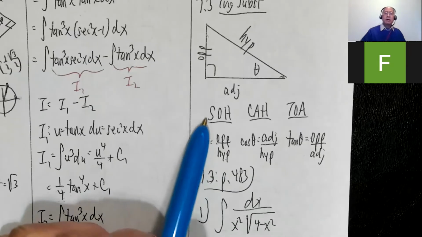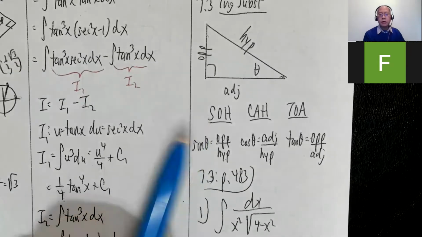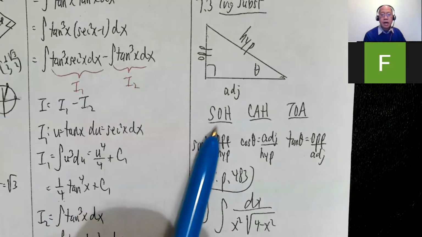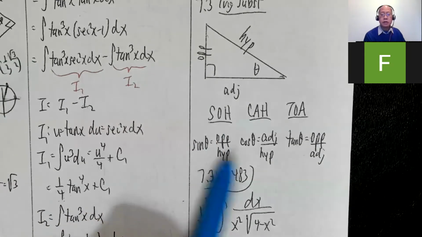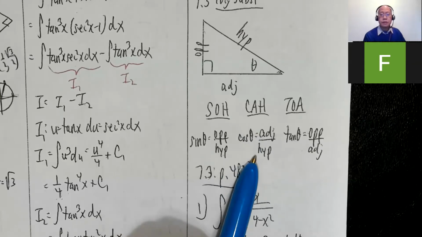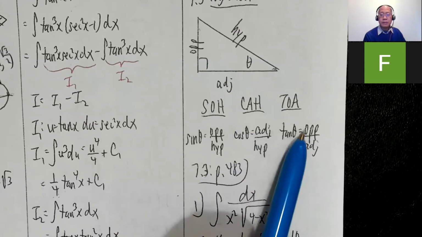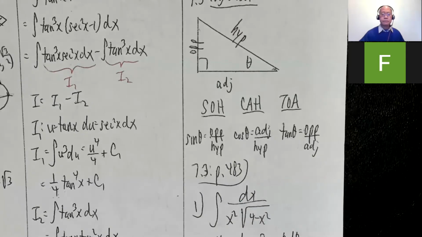And then you might recall we have our SOHCAHTOA. What is SOHCAHTOA? Sine is opposite over hypotenuse. So the sine of theta is the opposite divided by the hypotenuse. Cosine theta is adjacent over hypotenuse. Tangent of theta is opposite over the adjacent.